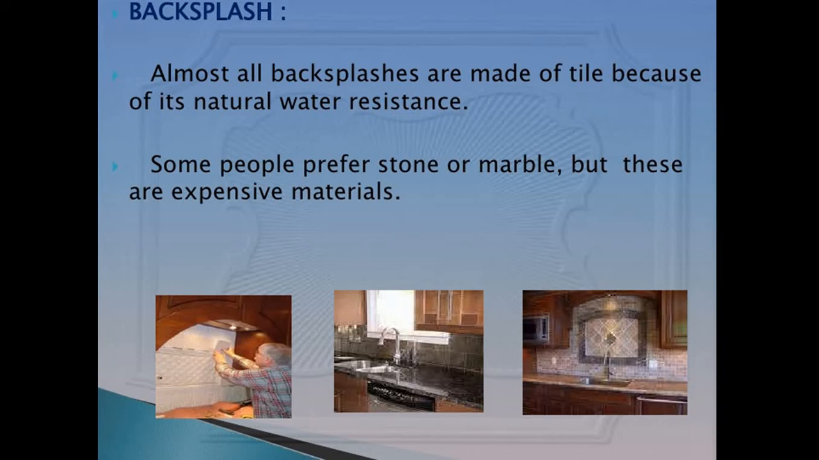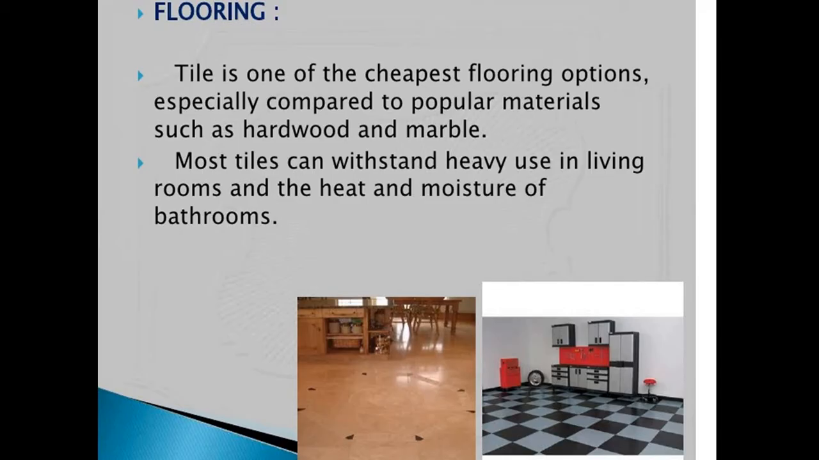Backsplash. Almost all backsplashes are made of tile because of its natural water resistance. Some people prefer stone or marble, but these are expensive materials. Flooring. Tile is one of the cheapest flooring options, especially compared to popular materials such as hardwood and marble. Most tiles can withstand heavy use in living rooms and the heat and moisture of bathrooms.